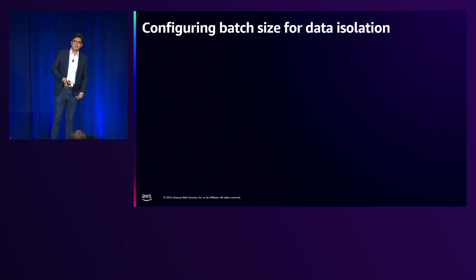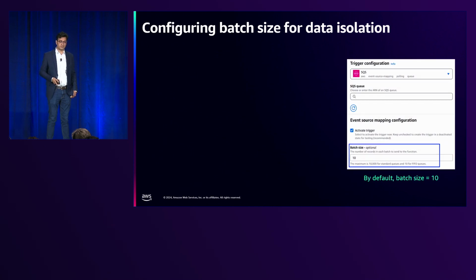All right, how many of you have configured SQS with Lambda functions? All right, many of you. So, when we configure SQS with Lambda functions, there is an attribute called batch size. Batch size is nothing but the number of messages going to be there in one invocation. By default, that batch size is 10.